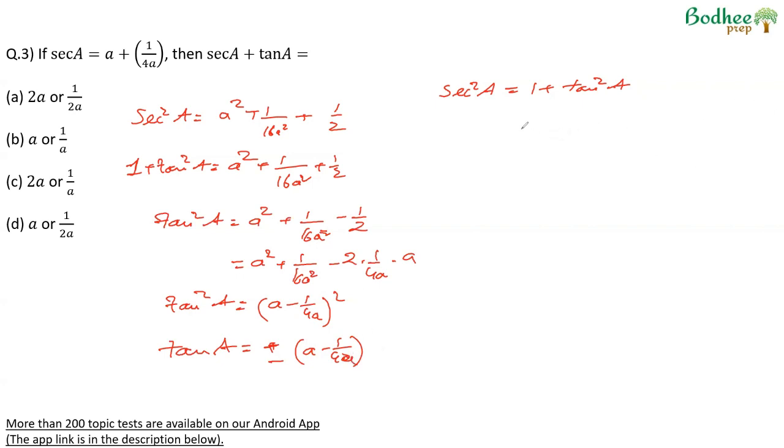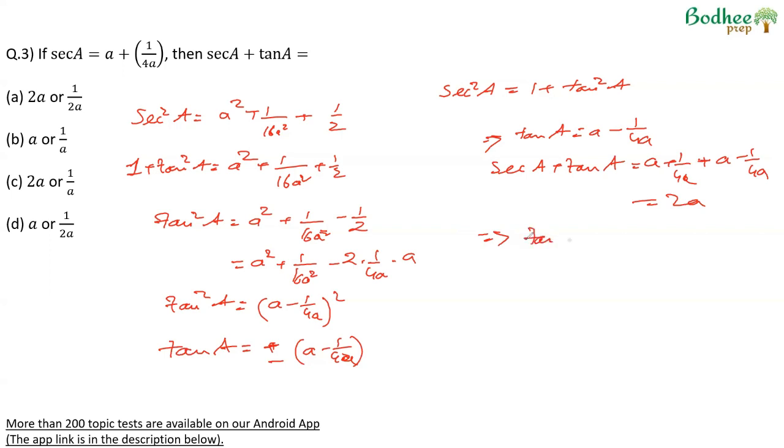When tan A is A minus 1 by 4A, in this case sec A plus tan A would be A plus 1 by 4A plus A minus 1 by 4A, which will give us the value as 2A. This is case 1. Case 2 is when tan A is minus of A minus 1 by 4A. In this case, sec A plus tan A would be A plus 1 by 4A minus A plus 1 by 4A, minus minus is plus. This will be 1 by 2A.